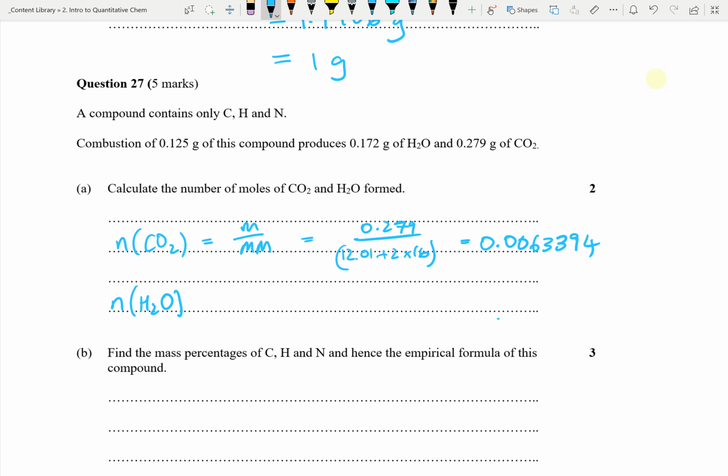Moles of water is going to be mass on molar mass equals 0.172 on 2 times 1.008 plus 16. So it's 0.172 divided by 18.016, which is 0.00954706 mole.